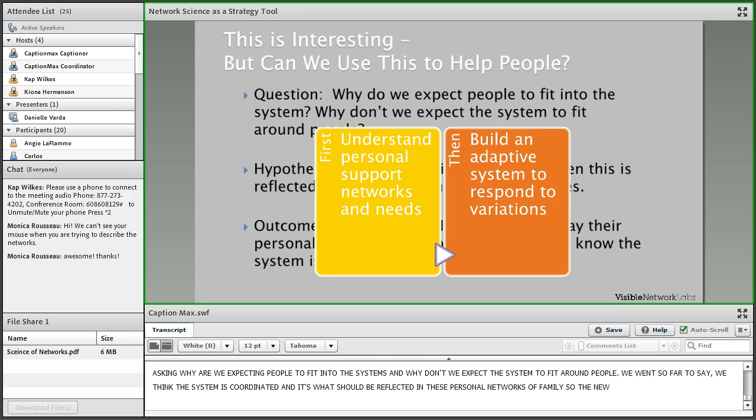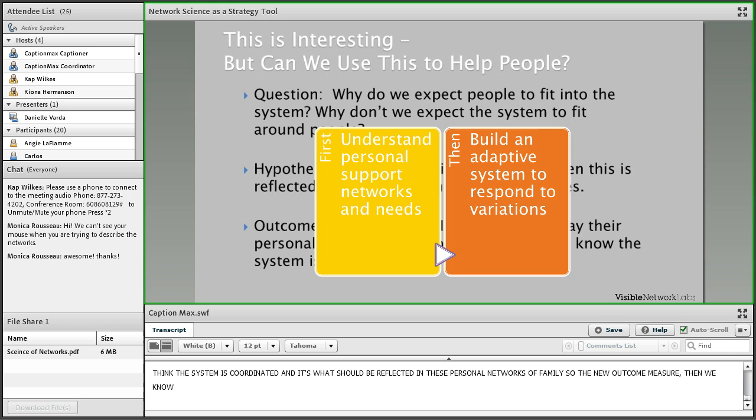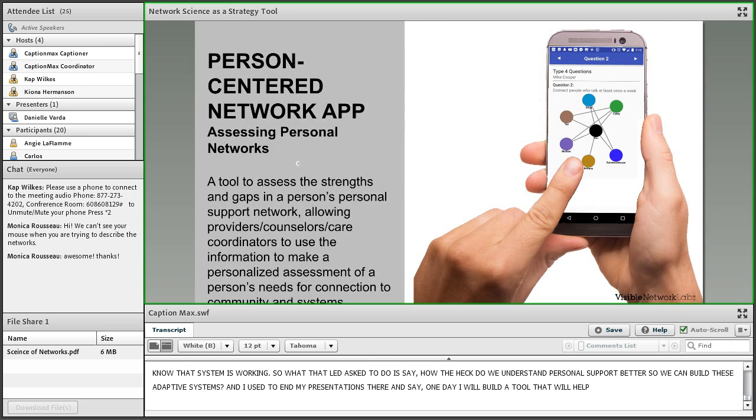And then we said, great, this is interesting, but how can we use it to help people? So we started asking, well, why are we expecting people to fit into these systems, and why don't we expect the system to fit around people? And we went so far to say, we think if the system is coordinated, then it should be reflected in these personal networks of family. So our new outcome measure was that when 100% of families say their personal networks are coordinated, then we know that system is working. So what that led us to do is say, well, how the heck are we going to understand personal support networks better so that then we can build these adaptive systems?